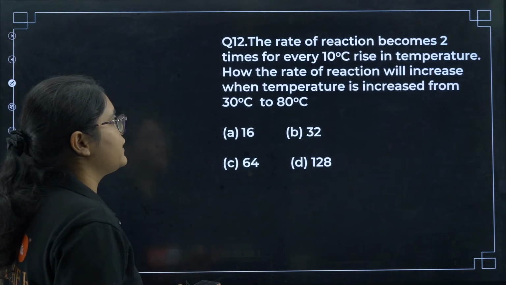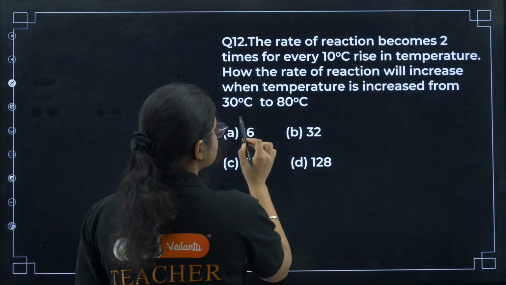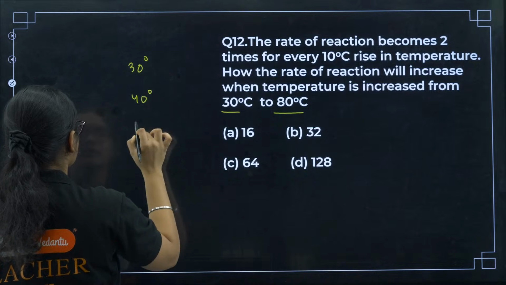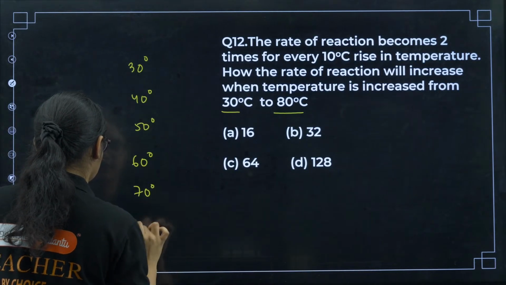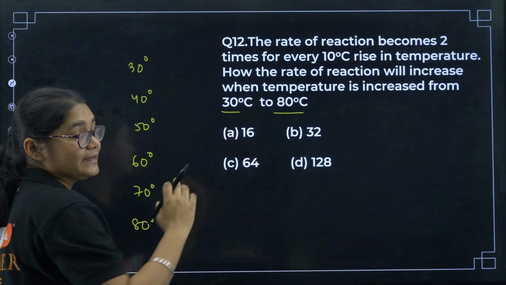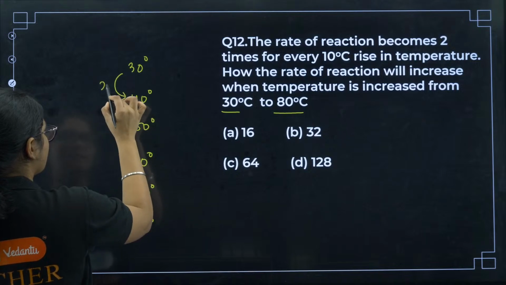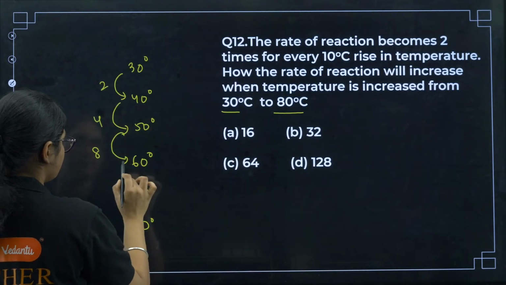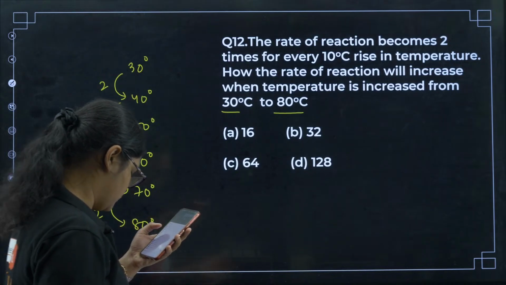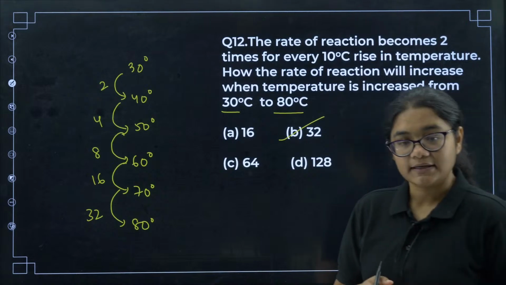Next, the rate of a reaction becomes 2 times for every 10-degree rise in the temperature. How the rate of the reaction will increase when the temperature is increased from 30 degree to 80 degree Celsius? So, you have 30, 40, 50, 60, 70 and 80 degree. For every 10 degree it doubles, right? Again this one will double, again this one will double, this one will double and then this one will double. So, how many times the rate has become? 32 times, right? 12B, Chandan has already given, the correct answer is option number B here. I hope this is clear. Yes, clear to everyone? Okay.